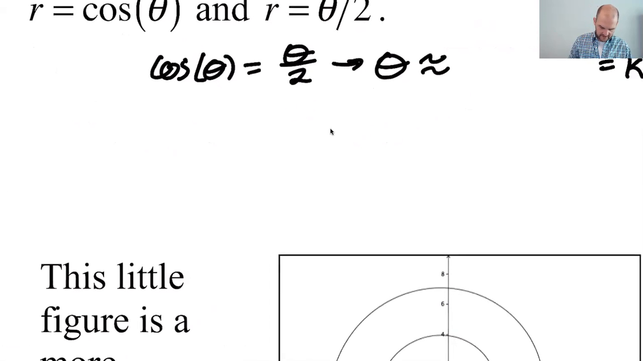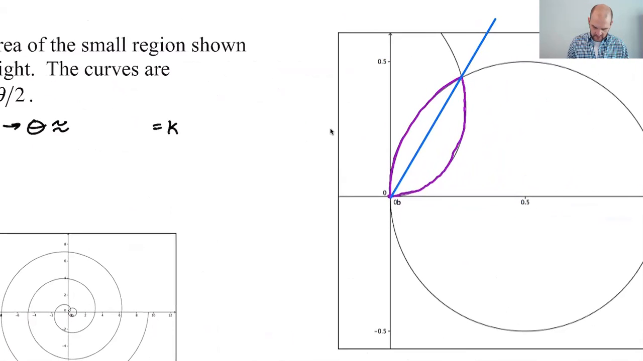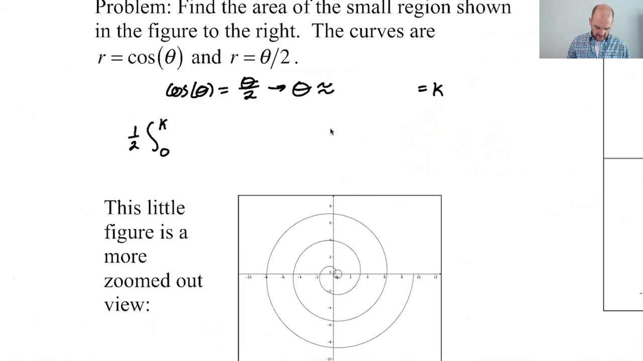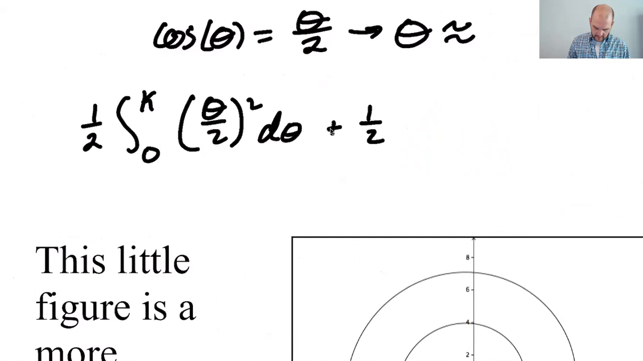And then I'm going to do 1/2 the integral from 0 to k. So remember, between 0 and k is the intersection point. It's the theta over 2 thing. So it's going to be theta over 2 squared d theta, and then plus 1/2 the integral from k to pi over 2.